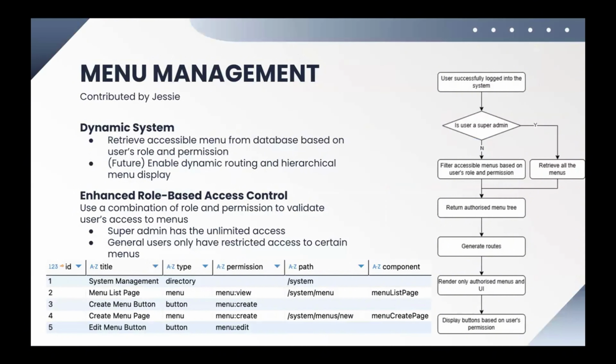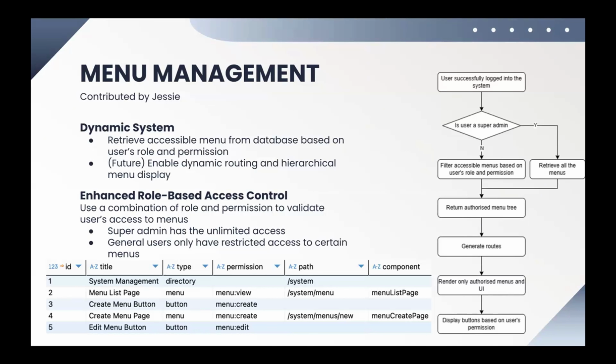The next module is menu management. In our system, we use both roles and permissions to control which menus the users can access. Firstly, we check whether the user is a super admin. If yes, they get direct access to all the menus. Otherwise, the backend filters the menu list based on their role and permission and returns a filtered menu tree. Then the frontend uses this tree to generate dynamic routes and only display the pages the user is allowed to see. Additionally, we also implement button-level access for each page.